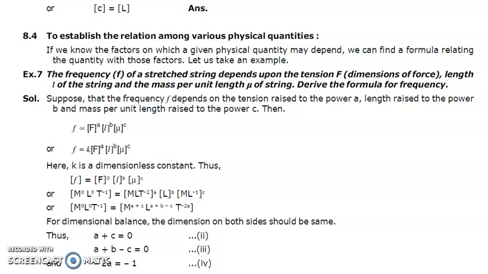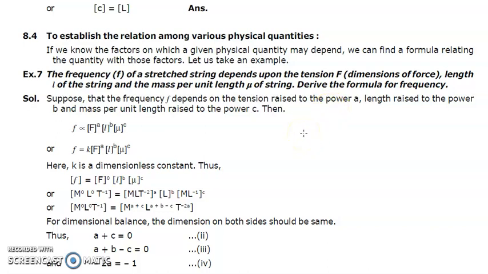Hello everyone. So in continuation with what we were discussing in the previous video, this is the next application of dimensional analysis, that we have to derive a formula or establish a relationship between physical quantities. This is one of the most important applications of dimensional analysis. So I hope you would understand it properly, and if you have any problem, then we can of course discuss later on.